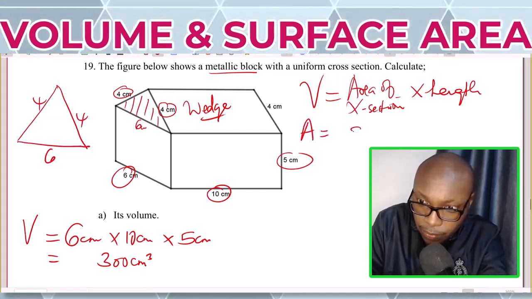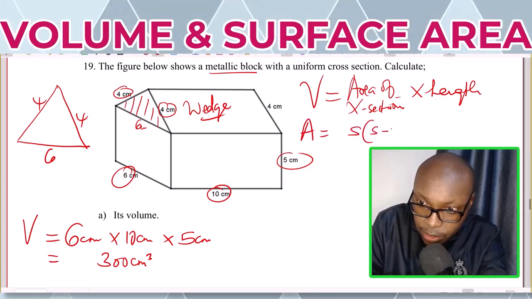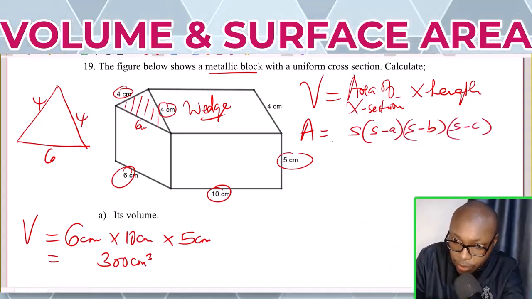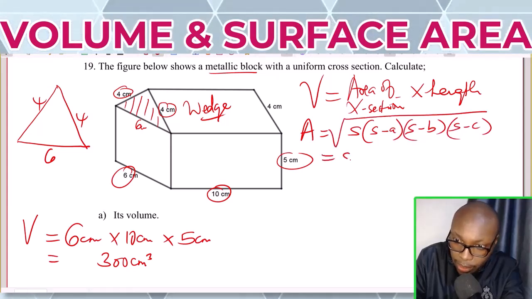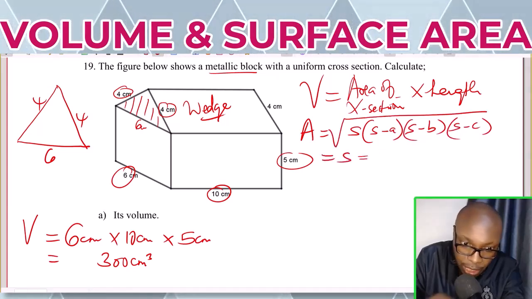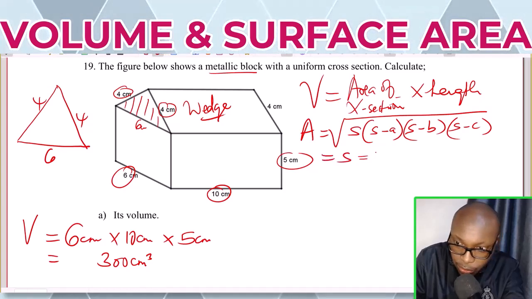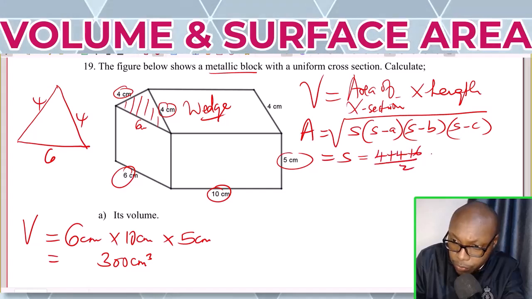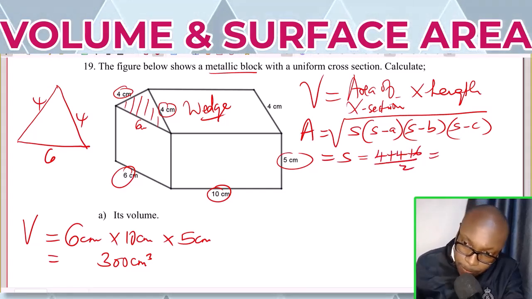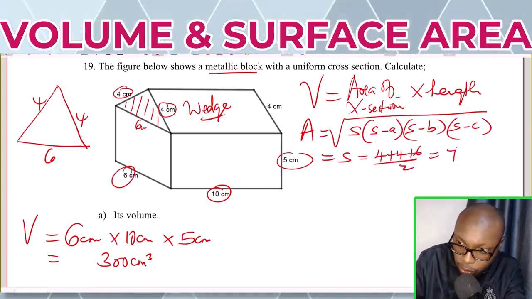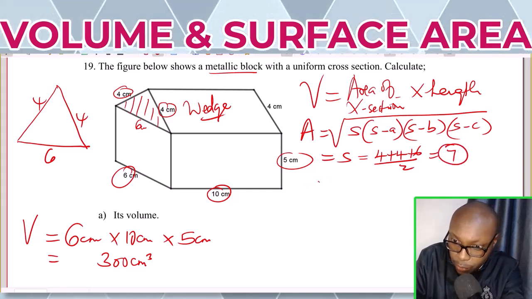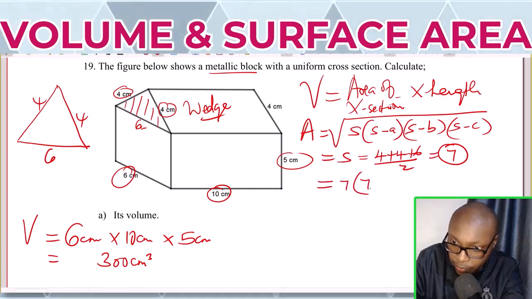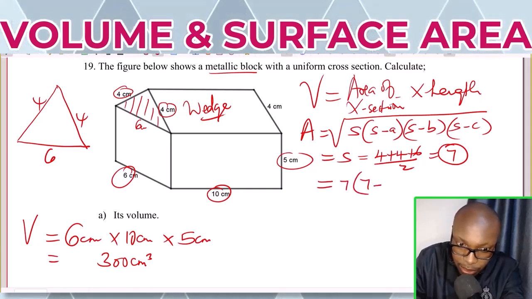Hero's formula is given by the square root of S times S minus A, S minus B, S minus C, where we get S by adding the 3 measurements and dividing by 2. 4 plus 4 plus 6, divided by 2, which is 14 divided by 2. So S is 7. Therefore, the area will be given by the square root of 7 times (7 minus the first measurement, A, which is 6).